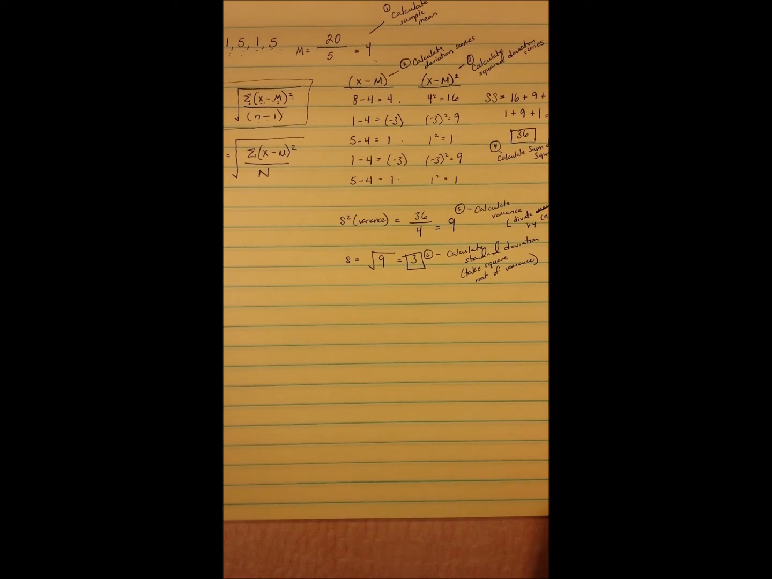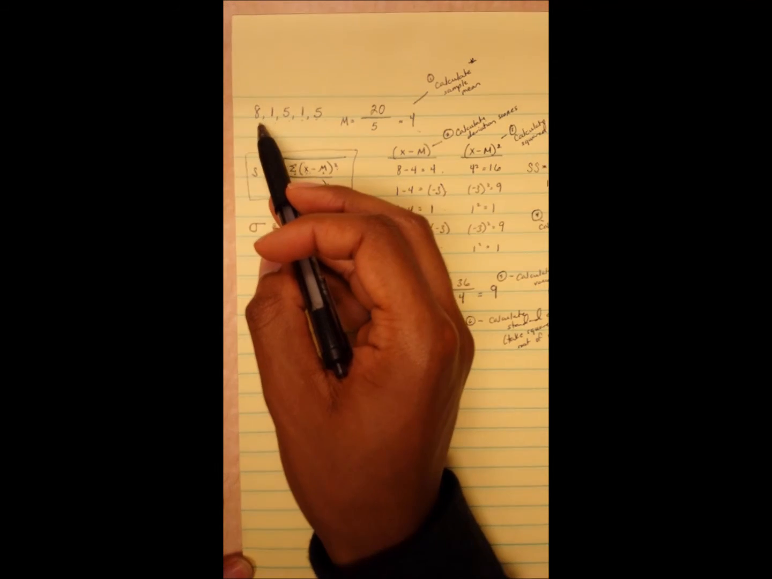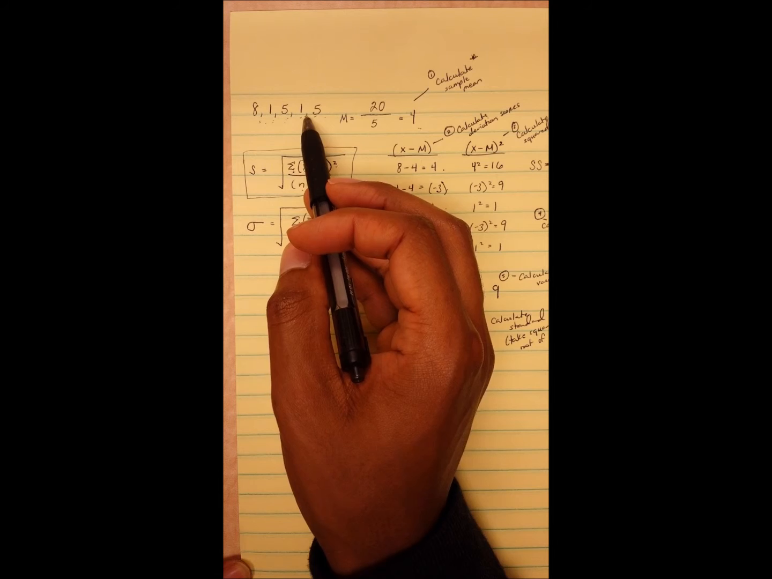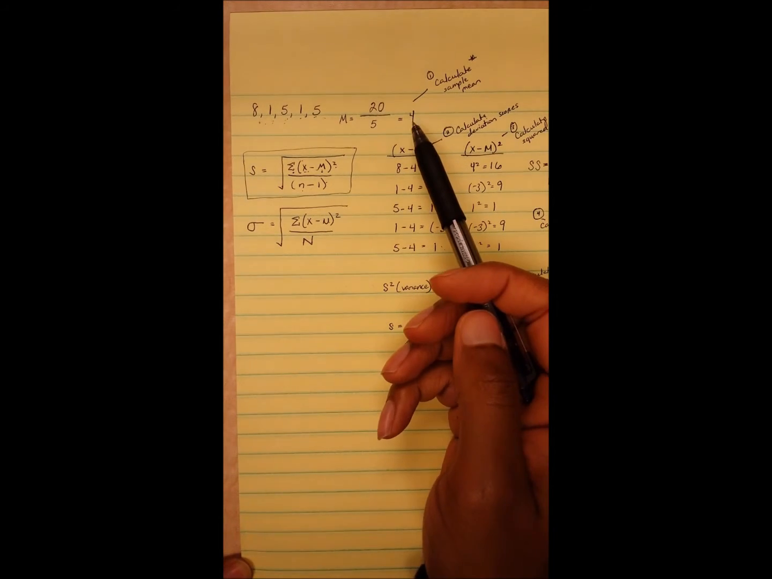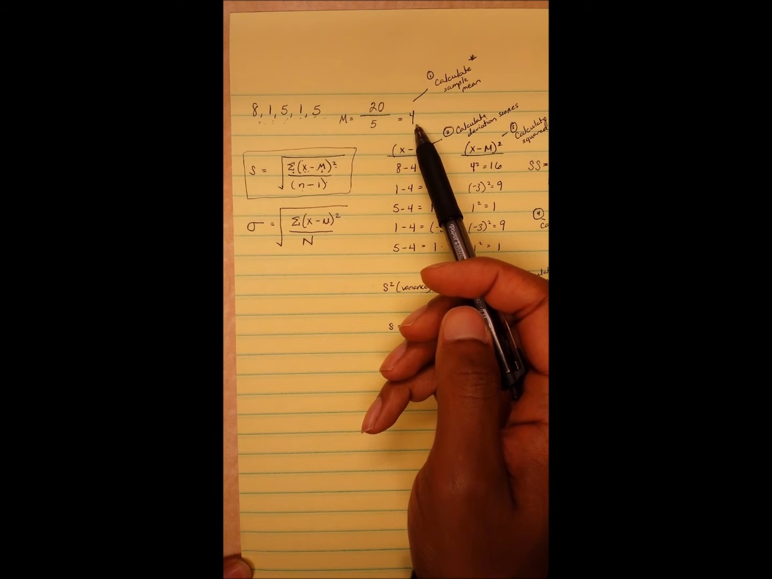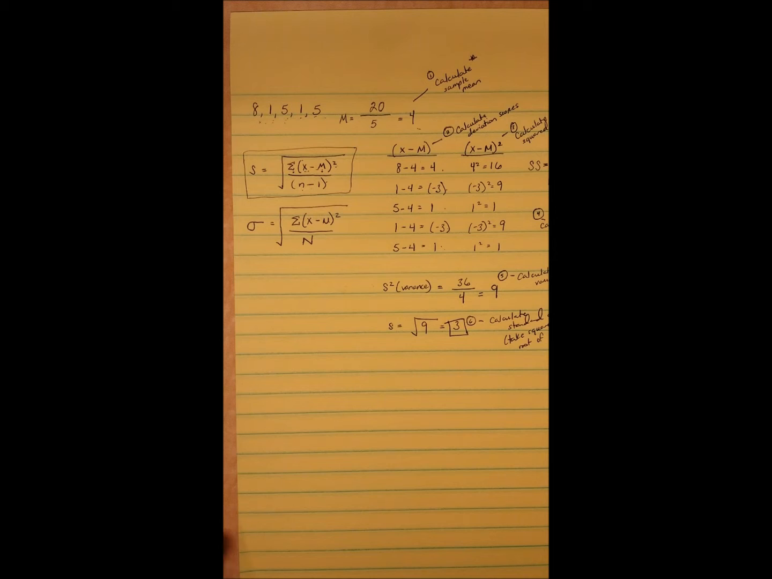That's our standard deviation. So what does that mean? That means that on average, all of these scores are 3 points away from the sample mean of 4. Okay, so that's the variation that we have in this data set.